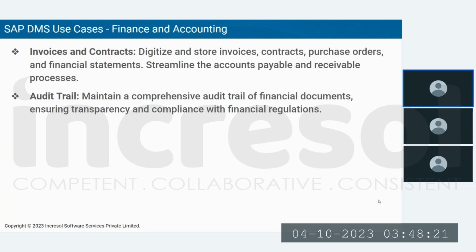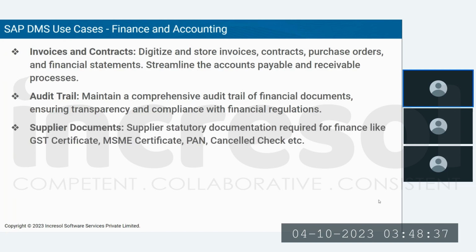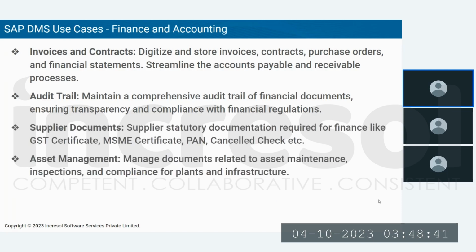Audit trail related information. Any document-wise changes that are happening, any evidence getting changed, all of it can be tracked so that the audit trail will be available for all this documentation. So it will enable the utmost transparency and integrity of the information, and this will be more helpful during the audits. Supplier documents we already discussed. Asset management, asset related manuals, or asset related maintenance manuals, or asset related maintenance checklists.